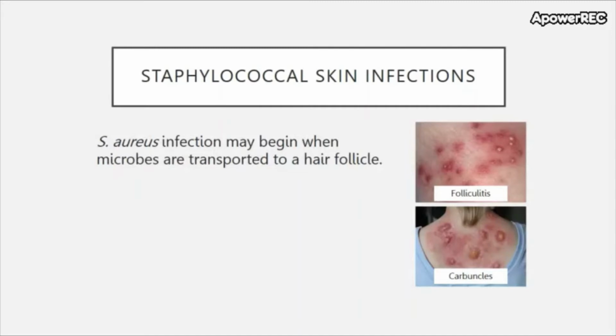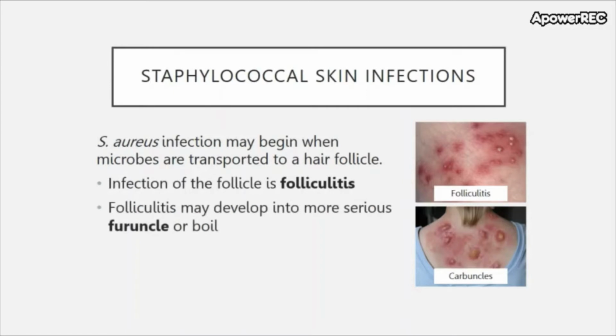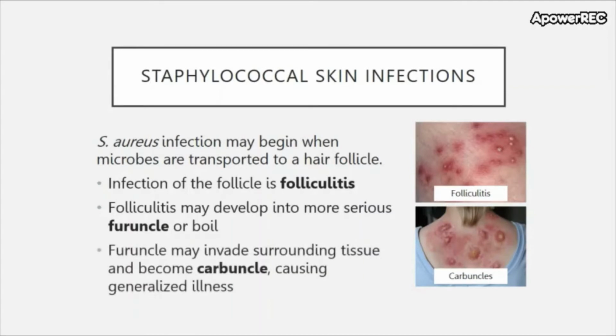The process of Staphylococcus aureus infection begins pretty simply, where these microbes are transported to the hair follicle, and a small infection begins at the follicle, and this is called folliculitis. Folliculitis can grow and develop into a more serious furuncle or boil, and this furuncle may invade surrounding tissues and become a carbuncle, which you see off to the right, causing generalized illness.